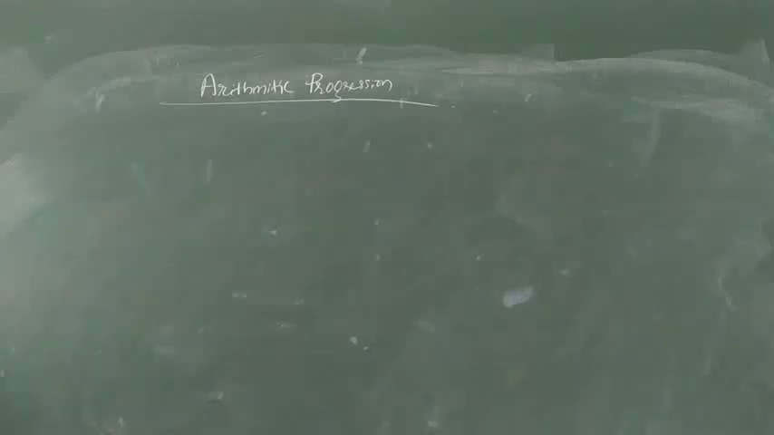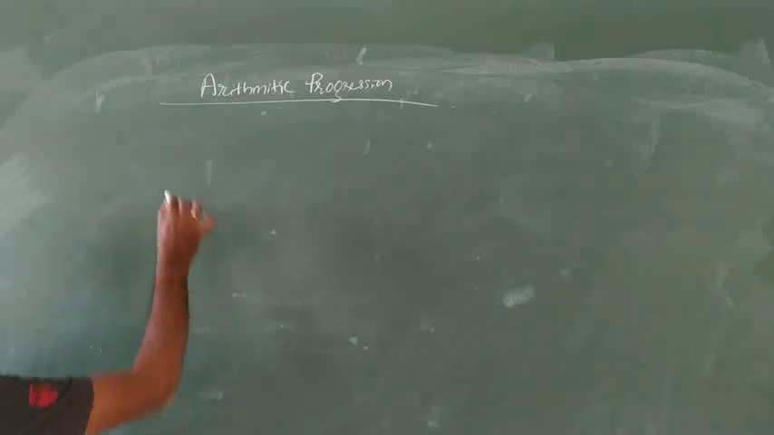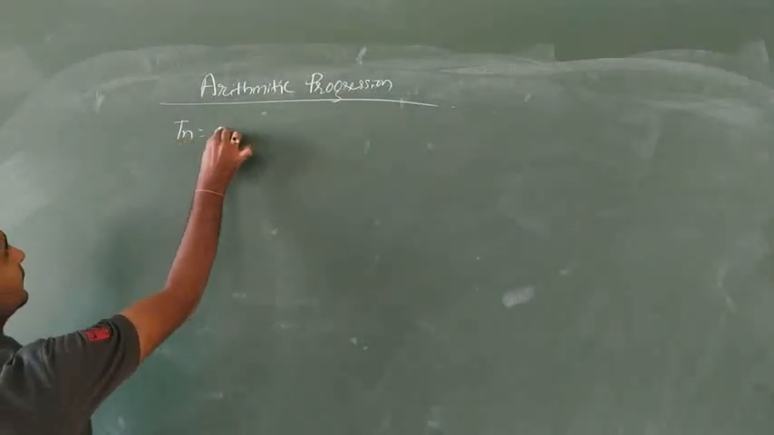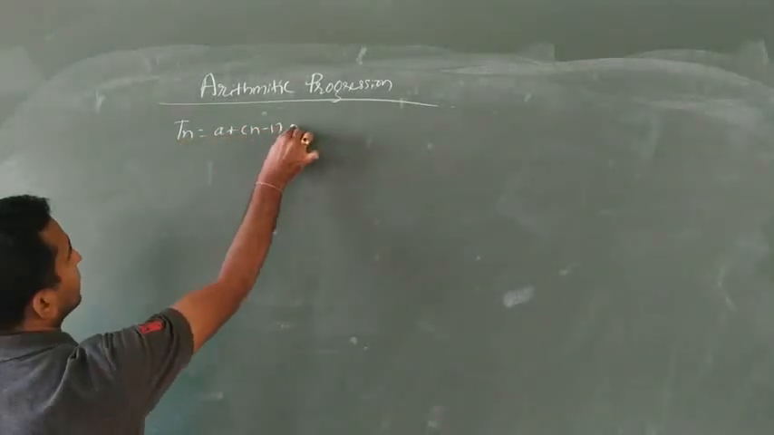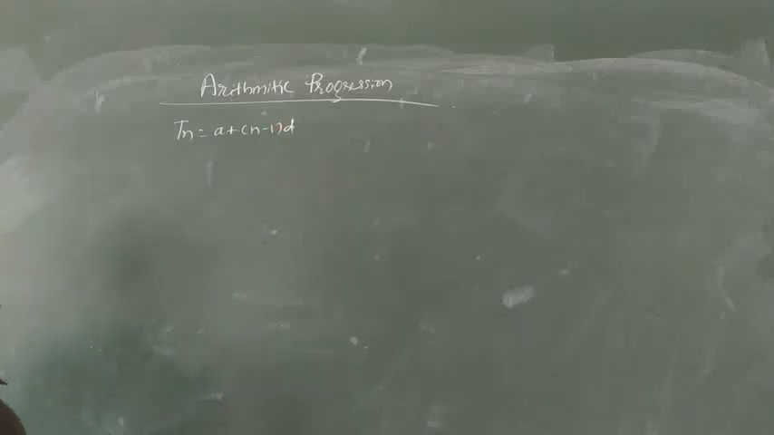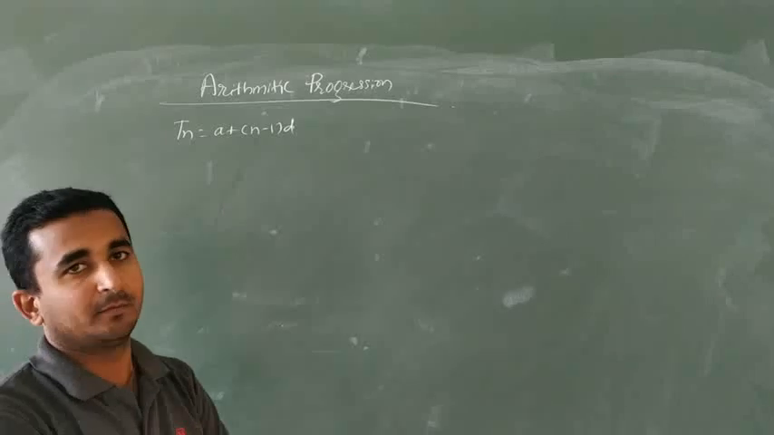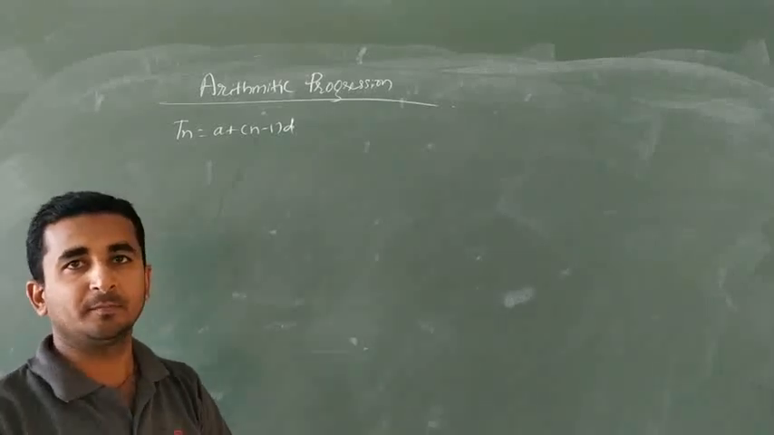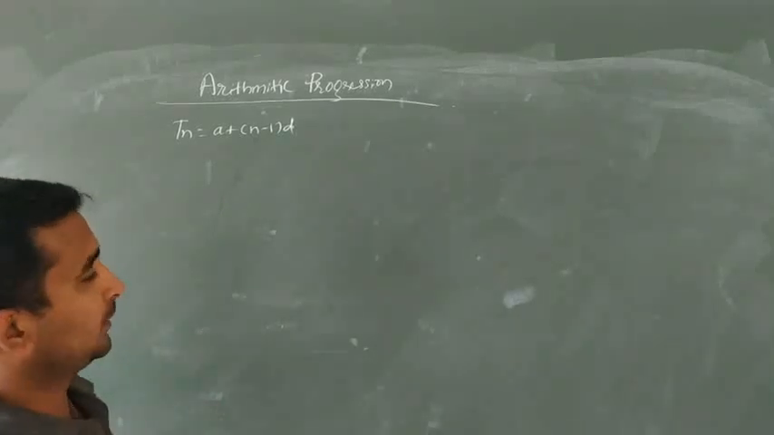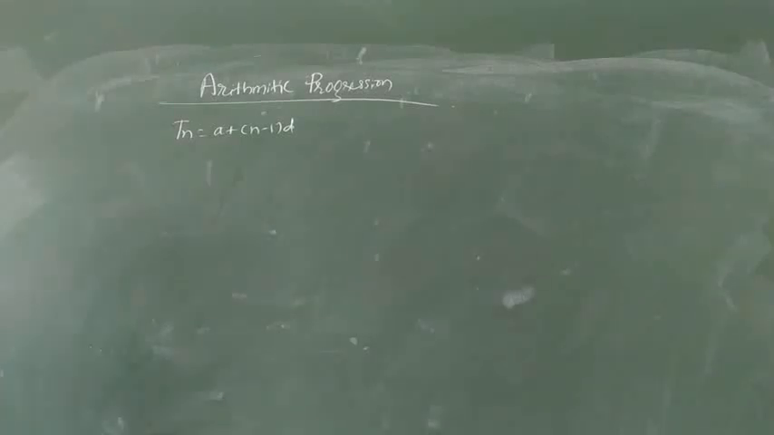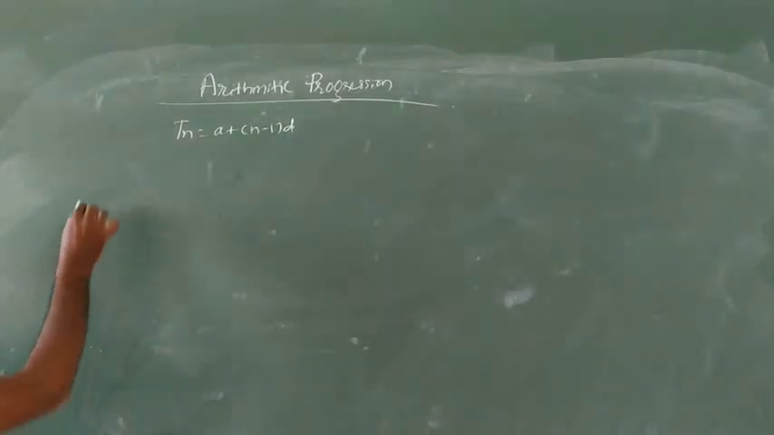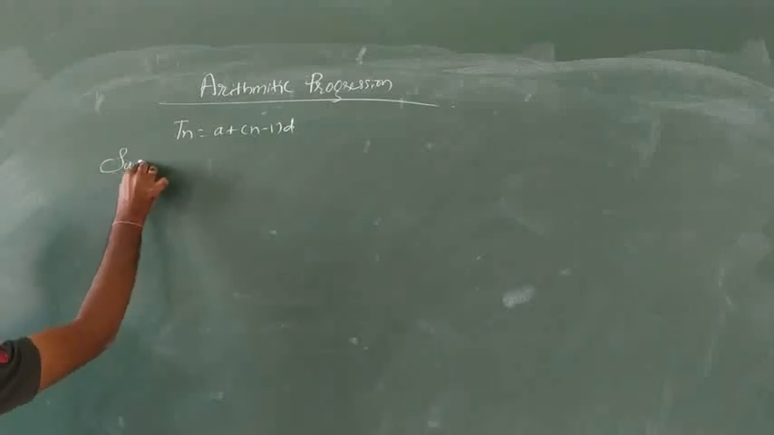Dear students, in the previous class we studied that the nth term of an arithmetic progression is Tn equal to a plus n minus 1 into d. There we can find the number of elements as well as the nth element of a given series by using this formula. Now we are going to study a new concept in arithmetic progression, the sum of first n elements.